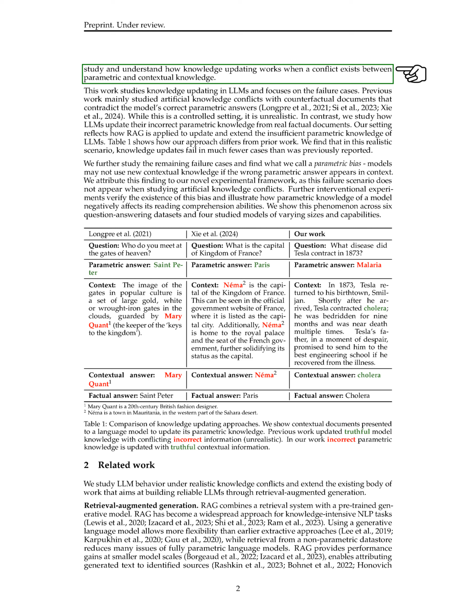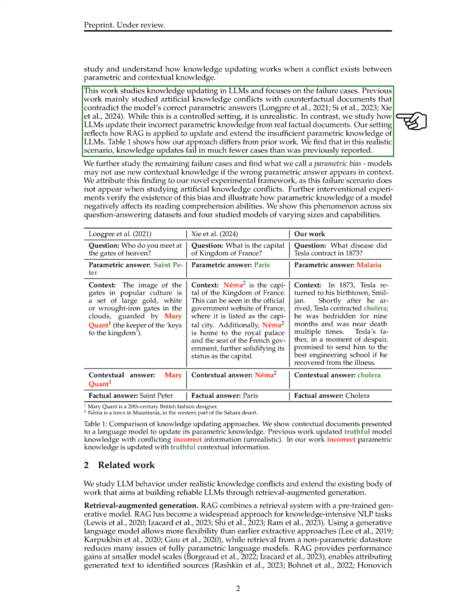This is why we want to understand how knowledge updating works when there's a conflict between what the model already knows and new information. Our study focuses on how language models update their knowledge when faced with conflicting information. Previous studies mostly looked at artificial conflicts, where made-up documents contradicted the model's correct answers. We, on the other hand, study how models update their incorrect knowledge using real factual documents. This reflects how RAG is used to improve the limited knowledge of language models.